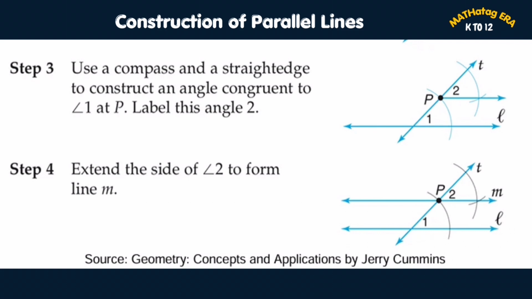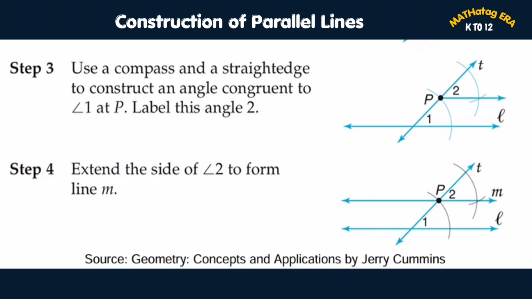Next, step number 4. Extend one side of angle 2 to form line M. Line M passes through point P. Since the corresponding angles are congruent, that means M is parallel to L. You have successfully constructed a parallel line.